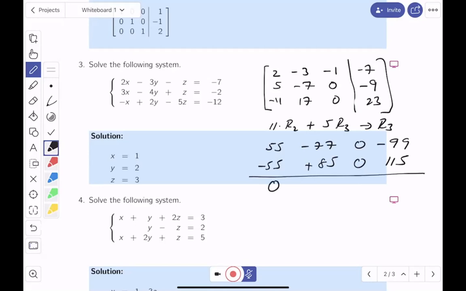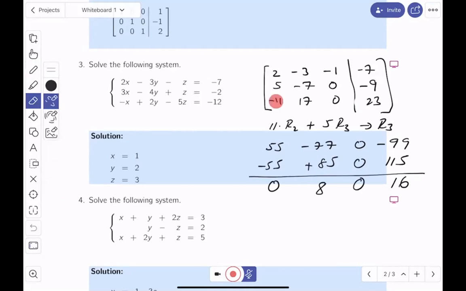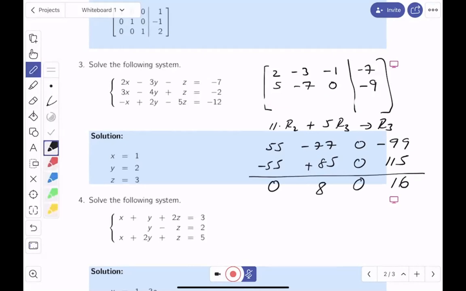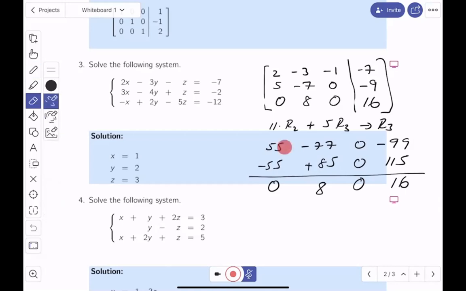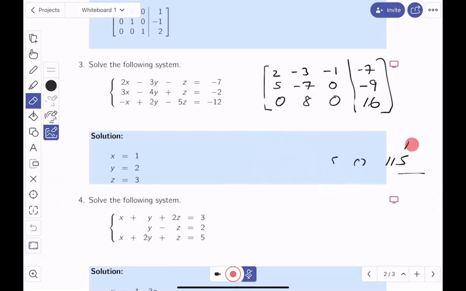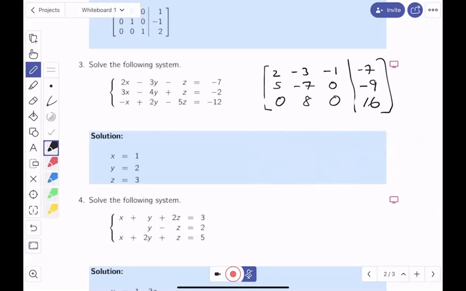0. Let's see, that would give me 3 and 5 is 8, right? 0. And 115, that would give me 16, wouldn't it? Let me get my eraser out. And that's going to be row 3, right? Let me erase. I think I'm ready to write my answer down now, because I got that third row and I can read it and I know what the answer is.